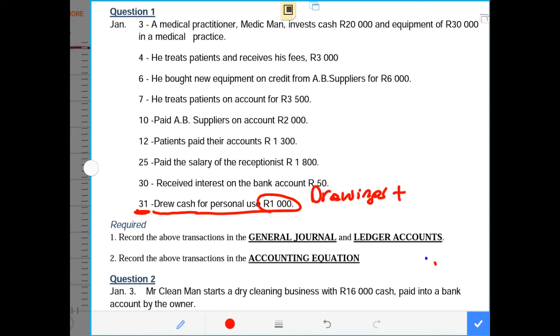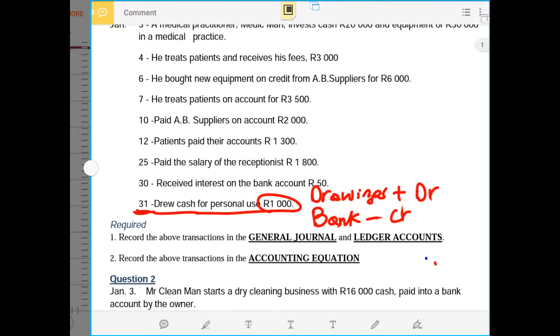Therefore, now drawings will increase by the amount of 1,000 rand, and we know that drawings increase on the debit side. And now because the owner took money from the business, it means the bank account of the business will have to decrease by the same amount the owner withdrew, and we know that bank is an asset and bank decreases on the credit side because the owner took money out of the business.